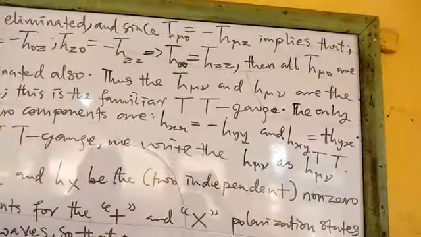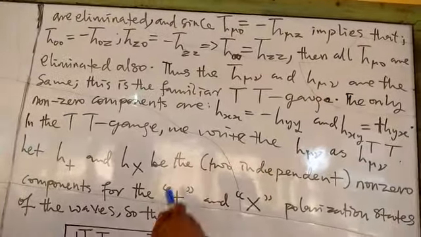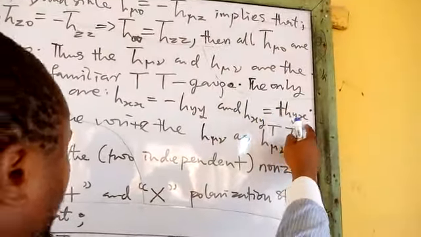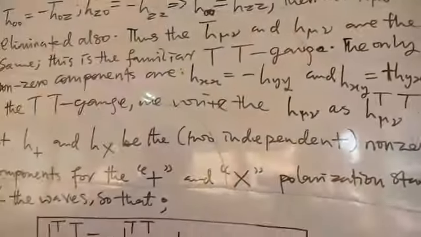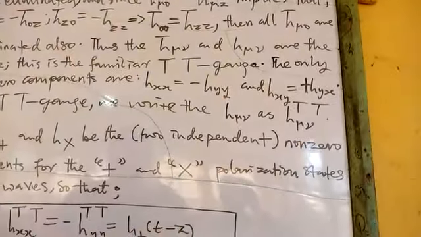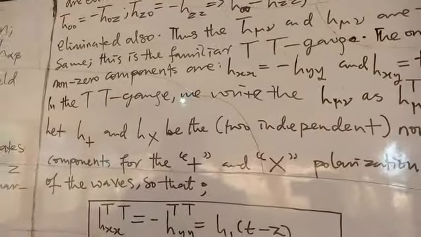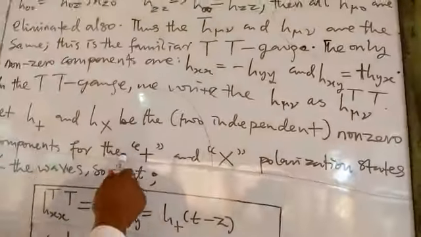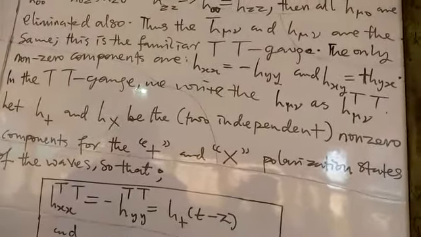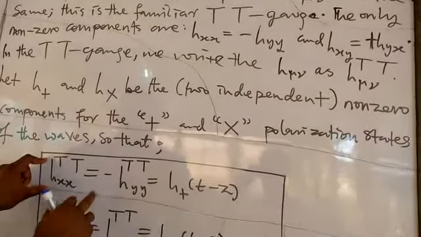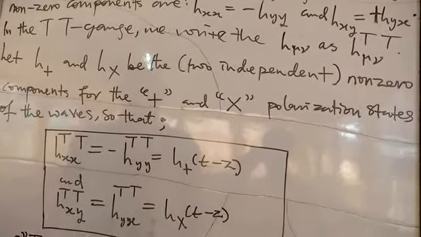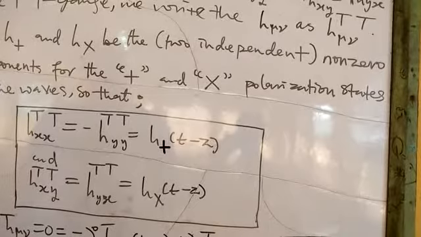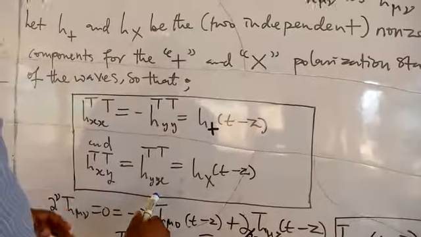Thus the trace reverse metric perturbation and the metric perturbation are just the familiar TT gauge that we have talked about, and the only non-zero components are hxx equal to minus hyy, and then of course hxy equal to just hyx. So in the TT gauge we write the metric perturbation as h mu nu TT in that form, and here we are going to let h plus and h cross be 2 independent non-zero components for the plus and cross polarization of the waves. So in the TT gauge, this TT is equal to minus that, and for the sake of our solution, this is equal to h plus of t minus z. Of course, the same is applicable for the other polarization state, h cross of that.